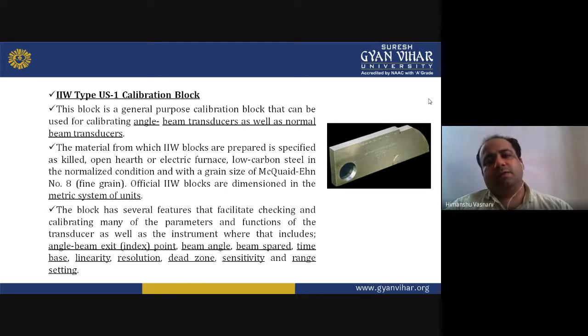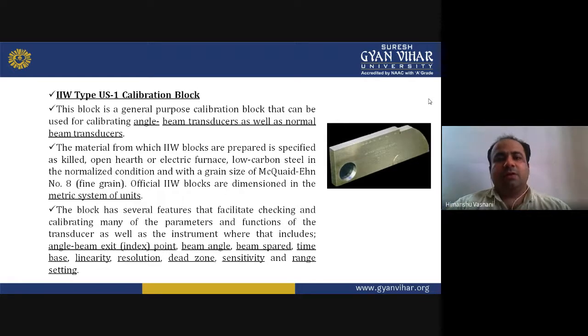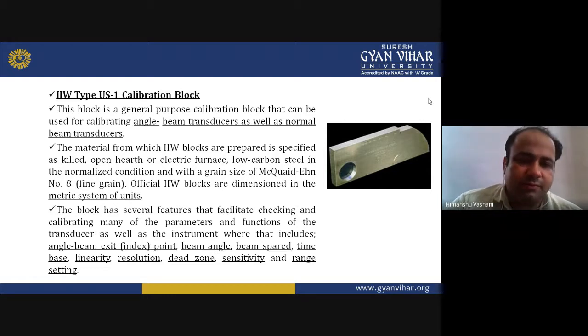Okay, the material from which IIW blocks are prepared is specified as steel, open arc or electric furnace, low carbon steel in the normalized condition with a grain size of max to at ASTM number 8 fine grain. So these are some technical things. So official IIW blocks are dimensioned in the metric system of units.